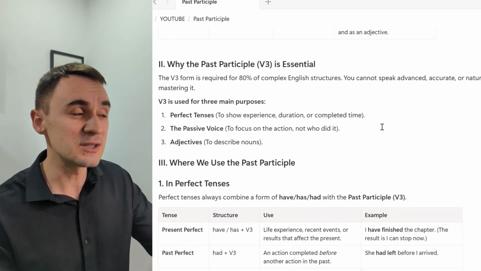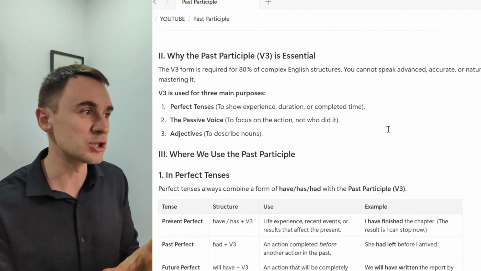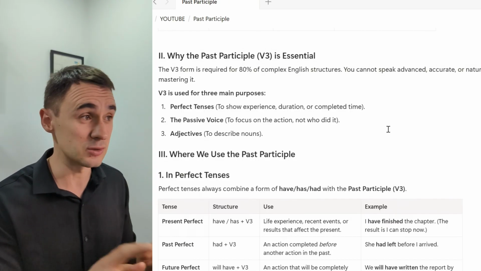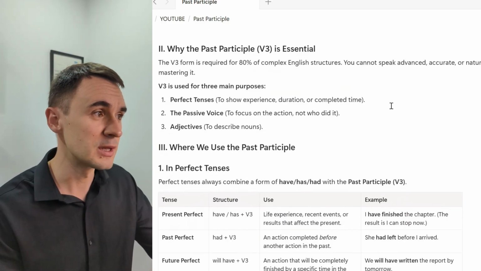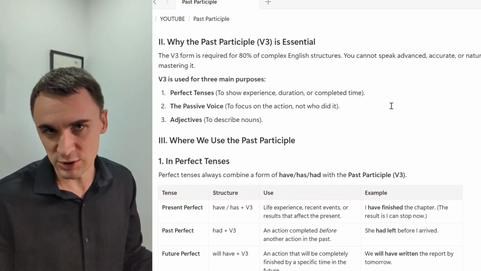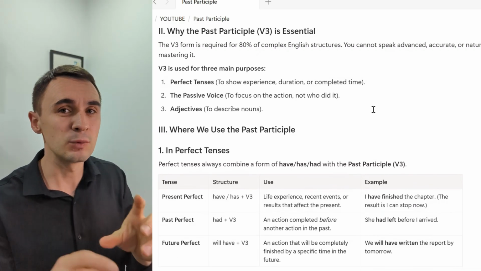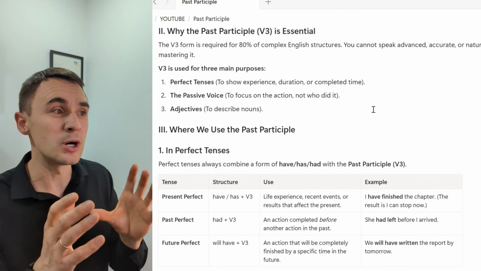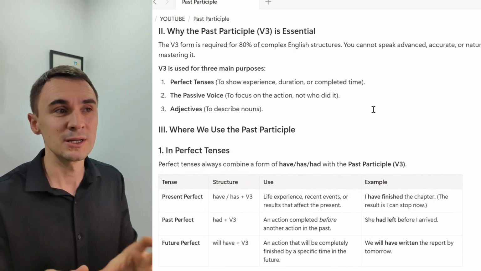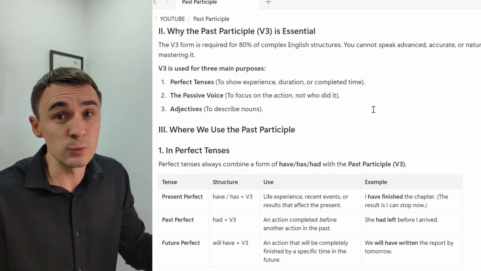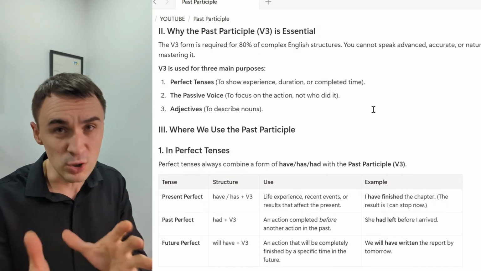So, it's used in, number one, perfect tenses, right? We use it to show experience, duration, or completed time, okay? For example, I've completed this project, right? Now, it's also used in passive voice, and in passive voice, we what? We focus on action, yeah? Not on who did this action. It's either not interesting for us or we don't know. So we focus on the action, okay? Like the homework was done, okay?